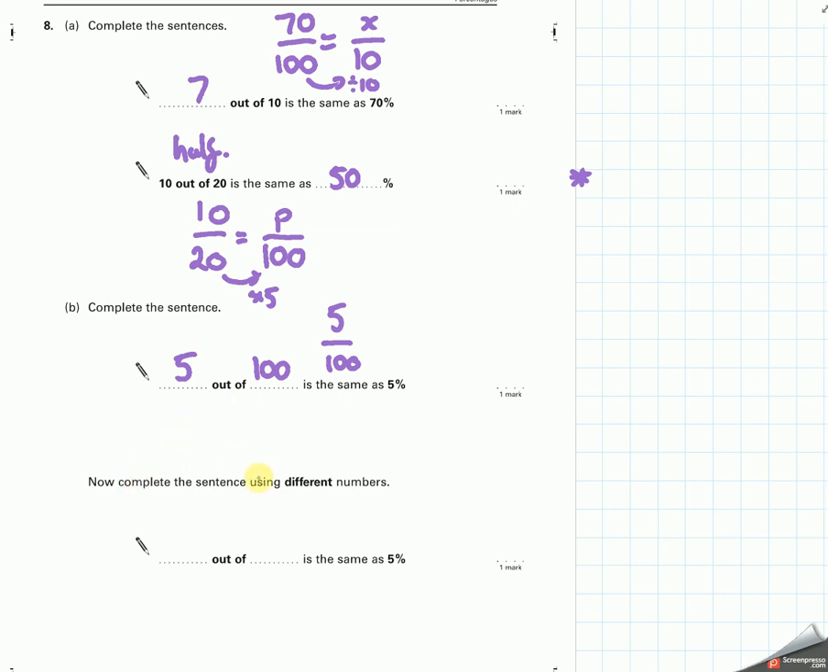And it says, now complete the following sentence using different numbers. Notice still not mentioning simplest possible. So I can take 5 out of 100. If I was to divide by 5, I'd get 1 out of 20. Probably the first answer I'd go for. But you could do just as easily 2 out of 40, or even go the other way and go 10 out of 200.